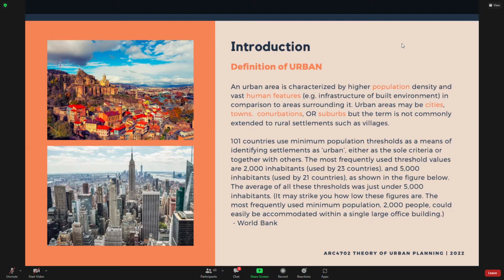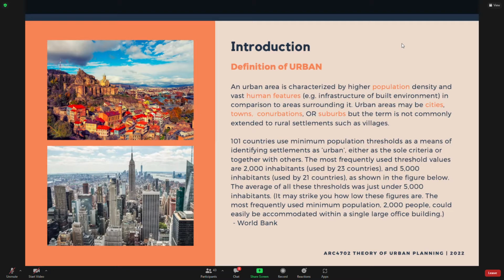So what comprises an urban area? Urban areas can be cities, towns, small towns, but we have to look at the population density and the human features, the infrastructure of the built environment there. If it meets the requirement, then it is an urban area. But if not, then it is a rural area. Rural settlements, like villages, or maybe a small town that has not reached a certain population number, we consider rural. In other places they call it countryside, villages. So in urban planning, there are two types: urban and rural.